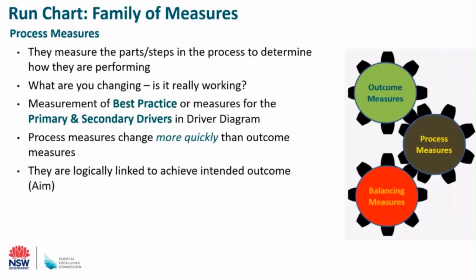So process measures, what are they? They're a measure of the parts or steps in a process or a system to determine how they're performing. In a quality improvement project, you'll make some changes as you want to make some improvement, and the process measures will focus on those changes to see if they're actually working. They can be measures of best practice, or they may focus on the primary and secondary drivers in your driver diagram. And you'll find that process measures can change more quickly than your outcome measures. The process measures are logically linked to achieve an intended outcome or an aim.